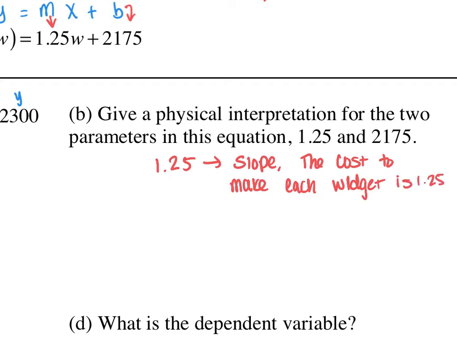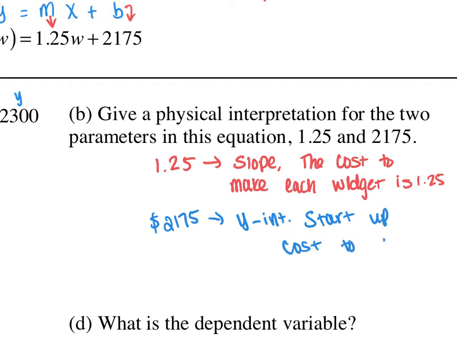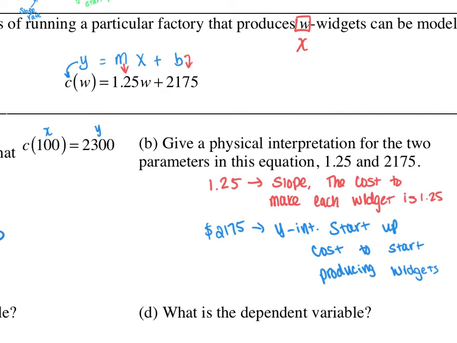Now, the 2,175 is your y-intercept. And we know that that's our start point. So basically, this is the startup cost, like the amount of money you need to start producing your widgets. Let's go on to C.